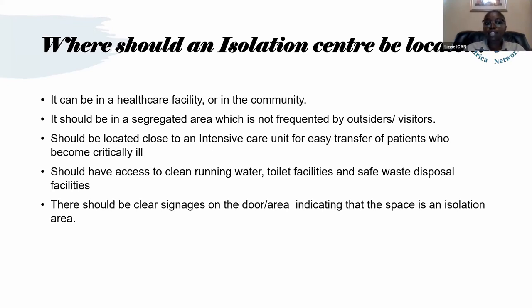It should have access to clean running water, very important for us to address the WASH issues, because if they are not addressed properly, we can have another outbreak in the middle of an outbreak. And it should have clear signage, the whole area, indicating the space for isolation and the direction of flow, especially for patients, for staff, and for equipment. This is very, very important, so that you have a unidirectional flow and avoid moving from dirty back to clean areas.